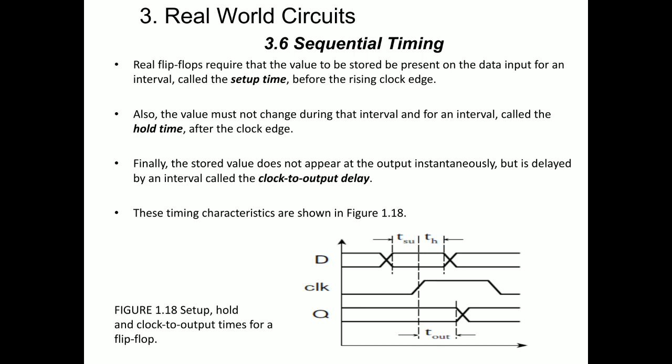The timing characteristic is shown in figure 1.18. The figure is depicting D input, clock input, and Q output. And don't worry, the figure is so small. We will see the enlarged view in the next slide. You can just see there are a few new terms called setup time, hold time, clock to Q delay. We'll try to understand, we'll see the visualization way.